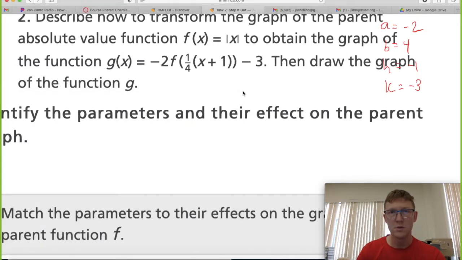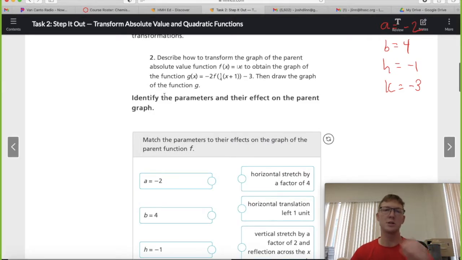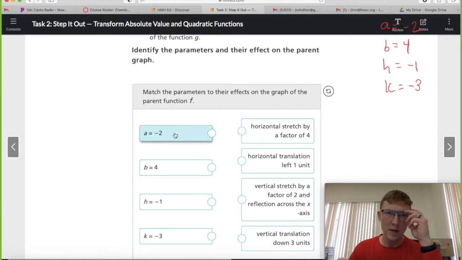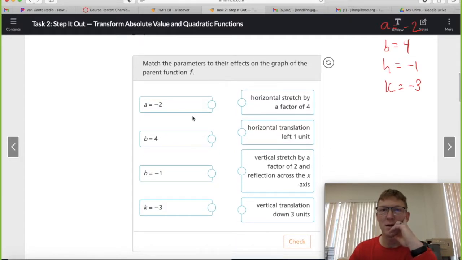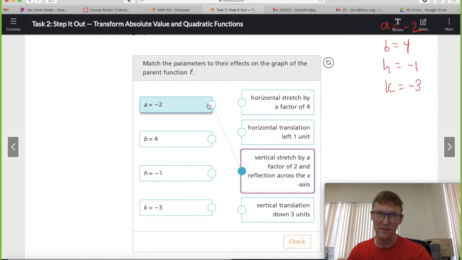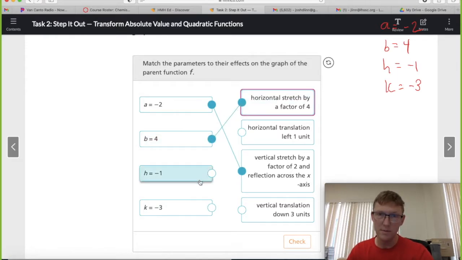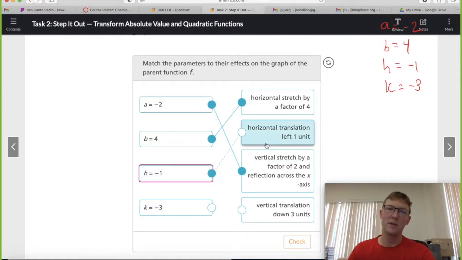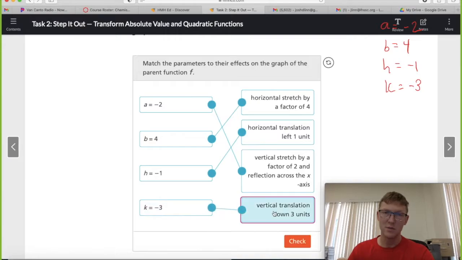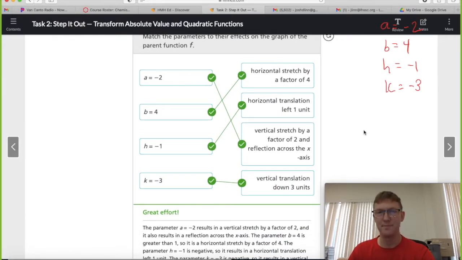So now we can go through and answer some of their questions. So a equals -2 is outside the function, it's going to go up and down, so it's going to be a vertical stretch by a factor of 2 and a reflection across the x-axis. Bam. B equals 4 is a horizontal stretch by a factor of 4. H equals -1. So again, that's inside the function, going left to right. So that's going to be a horizontal translation left 1 unit. Then what's left? Bam! You got this, right?